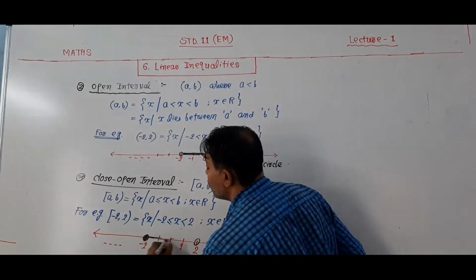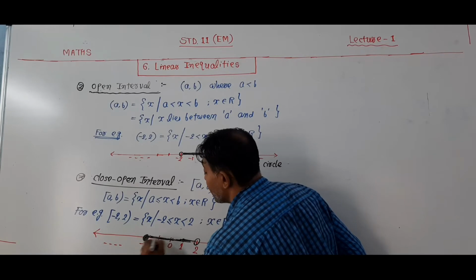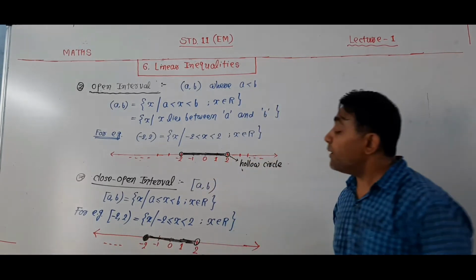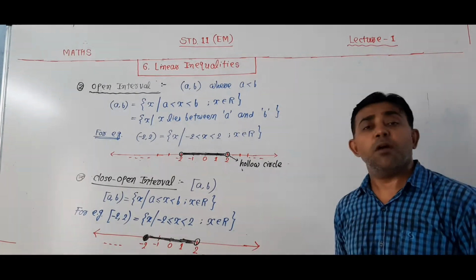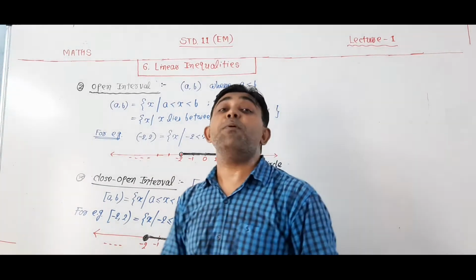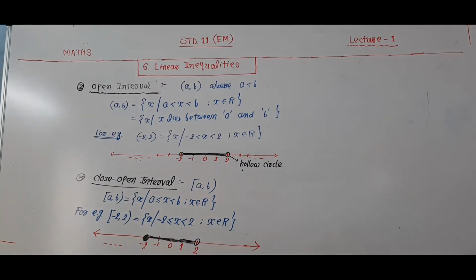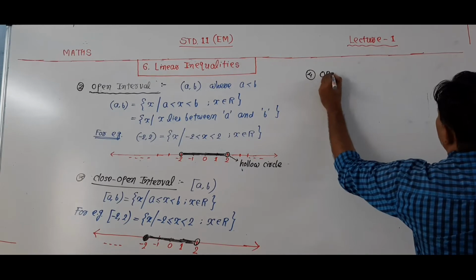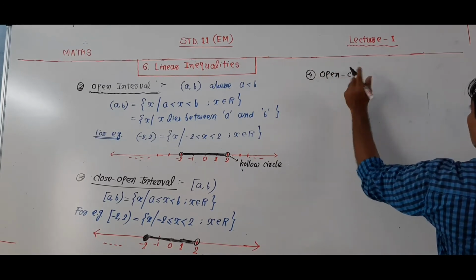And again draw the dark line between them. So this is the representation also. So the representation of closed minus 2 to open 2 is this. And now I think you easily understand the fourth type must be the open-close interval. So the fourth type I just derived here. The fourth type is the open-close interval.